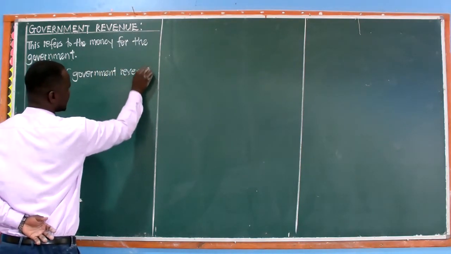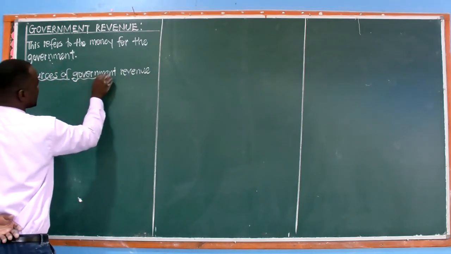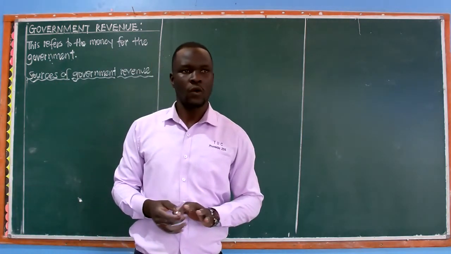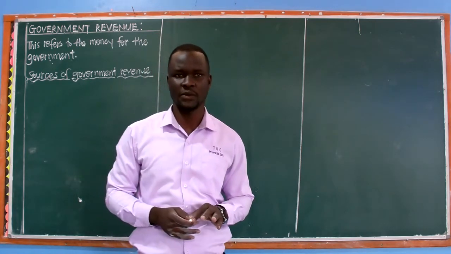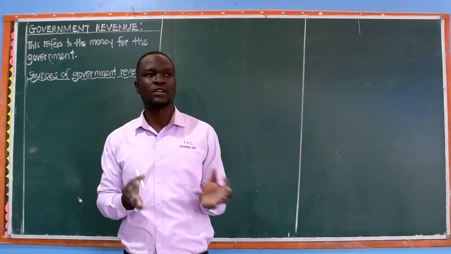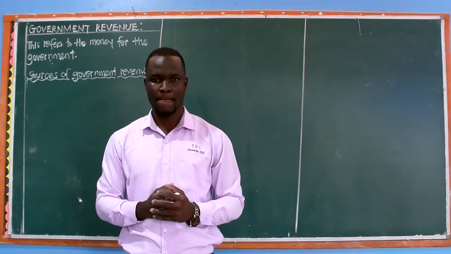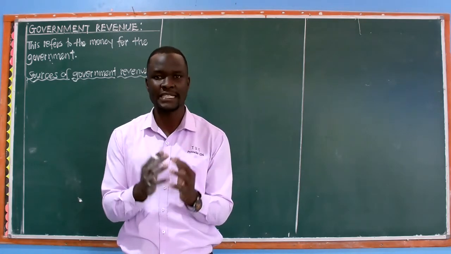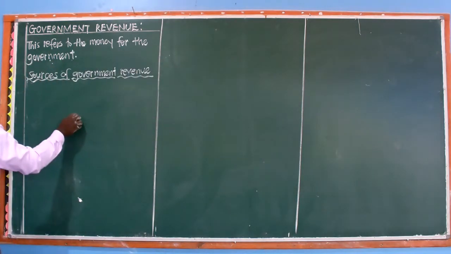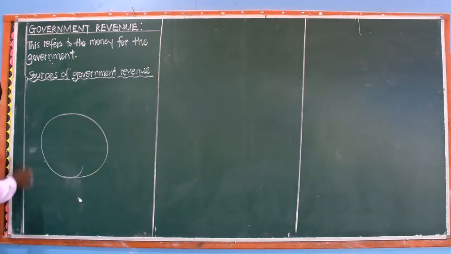I'm so happy that you are following the lesson. We have said government revenue refers to the money for the government. But now we are having a heading. Which are the sources of government revenue? The sources of government revenue are the channels through which the government collects or gets its money. Where does the government get this money from? We shall have a small illustration which is going to make us understand what we are talking about.